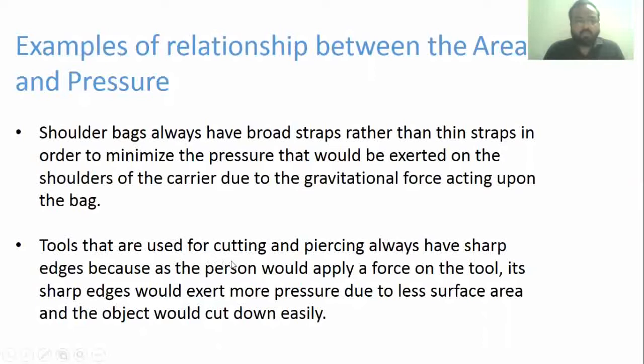Tools that are used for cutting and piercing always have sharp edges because as the person applies a force on the tool, its sharp edges exert more pressure due to less surface area, and the object is cut easily. The sharp edges reduce surface area and thus pressure increases. So we can say that area and pressure are inversely proportional.